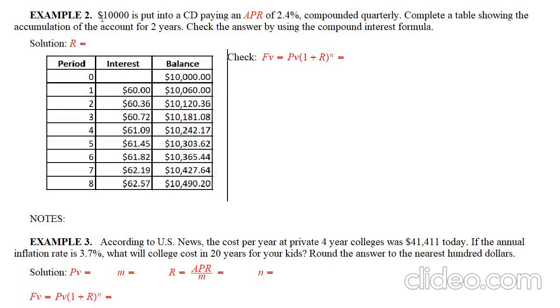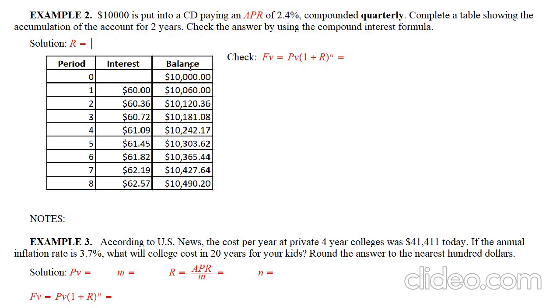In this next example, we want to look at $10,000 that's put into a CD that is paying 2.4%, and it is compounded quarterly here. And we want to complete a table showing the accumulation for 2 years. And we're going to check our answer using the compound interest formula. So here's the table. Let me show you how you get that.